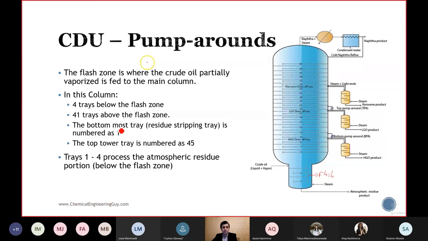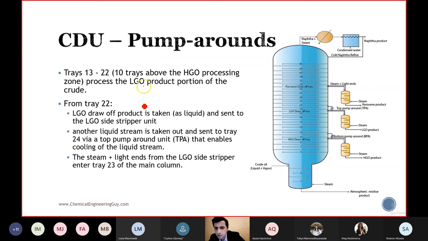So trays 13 to 22, LGO draw at tray 22. Ten trays above the HGO processing zone, we process the LGO product portion of the crude. From tray 22, a product draw is taken and sent to the LGO side stripper.